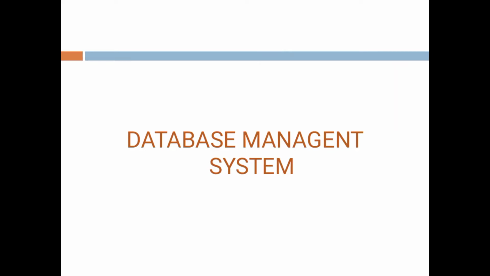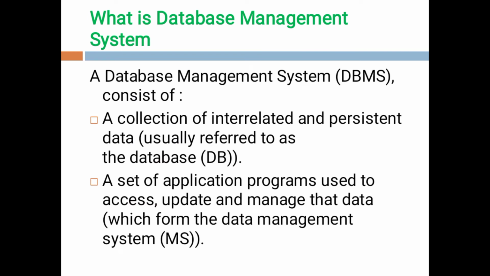Today we are going to discuss database management systems. Now let us understand what a database management system is and what it consists of. A database management system is a collection of data, consisting of interrelated and persistent data, and also a set of application programs used to access, update and manage the data.